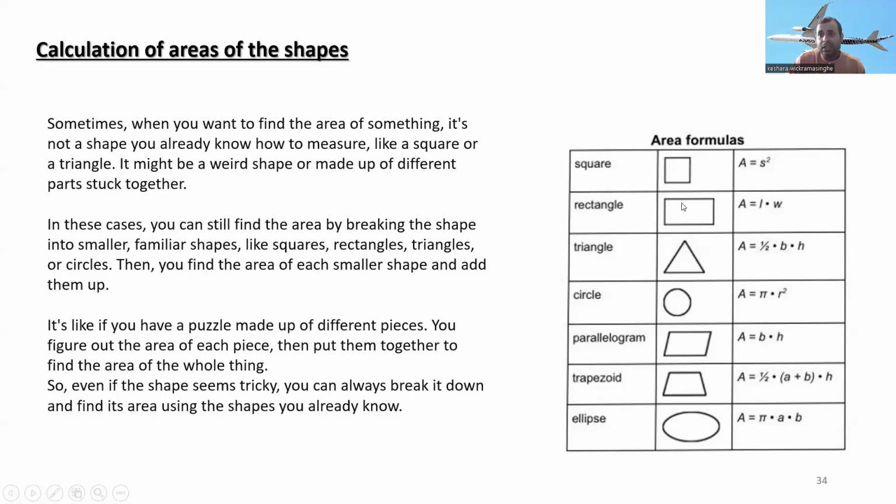So you can see the normal area formulas: square is side squared; rectangle is length times width; triangle is half times base times height; circle is pi r squared; parallelogram is base times height; trapezoid is half times (a plus b) times height; and ellipse is pi times one radius times the other radius.